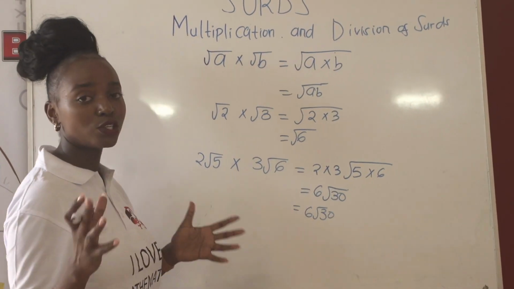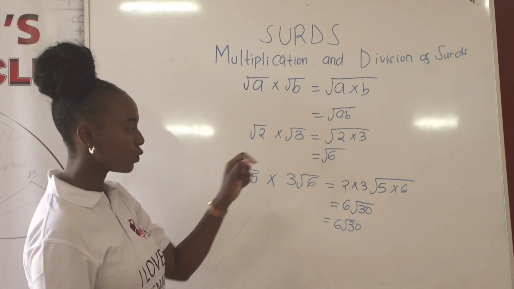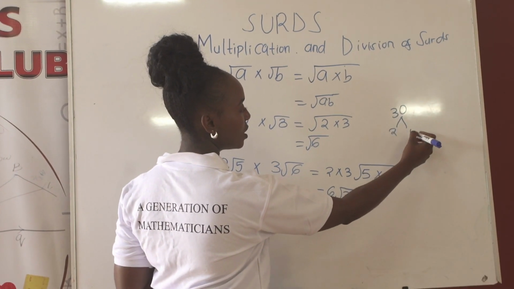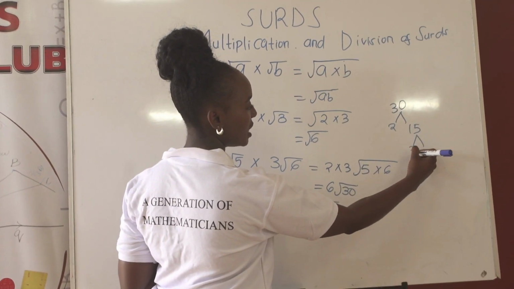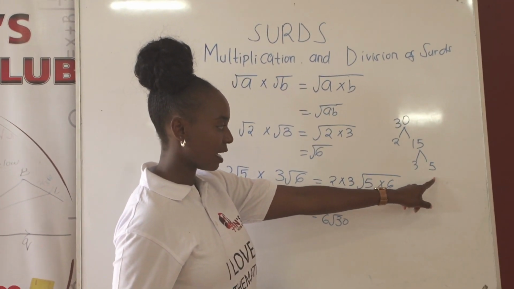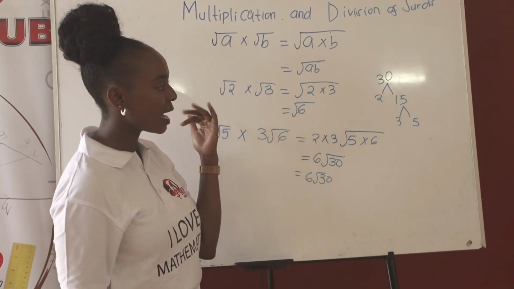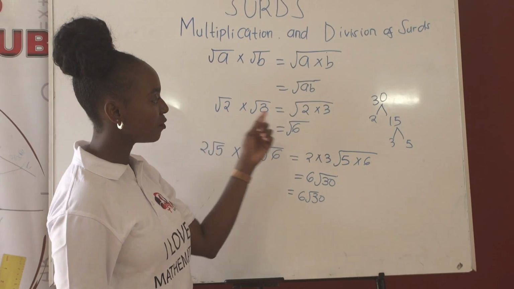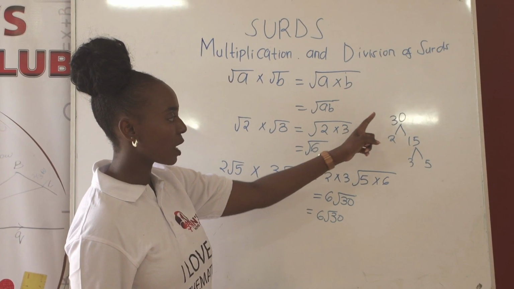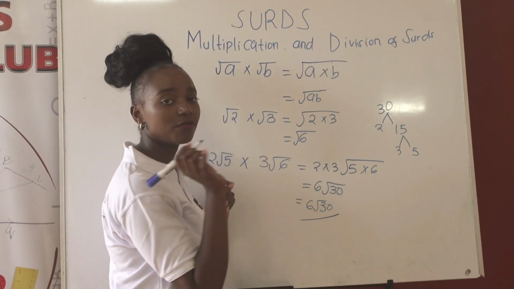But then you need to ask yourself, can we simplify 30? You take 30 and simplify it by 2, 15, by 3, 5. Then you see these values cannot be simplified further. Remember, for simplification, it has to be a number that has a square. For example, if this was maybe 2 times 2, then that would have made sense. But in our case, we cannot simplify 30. So we leave our answer as 6 root of 30.